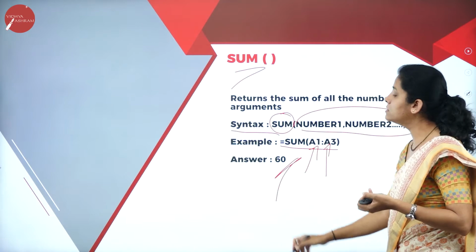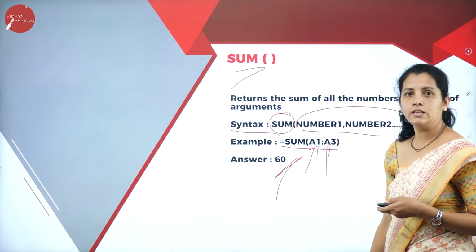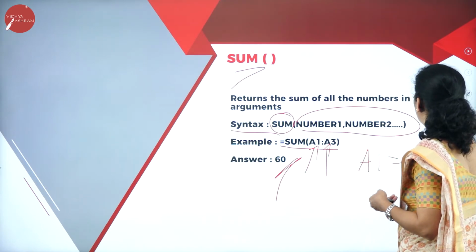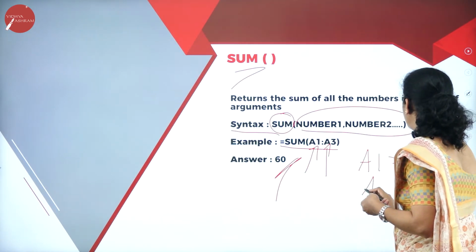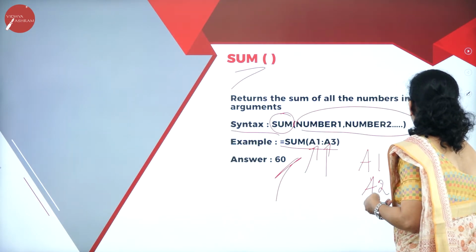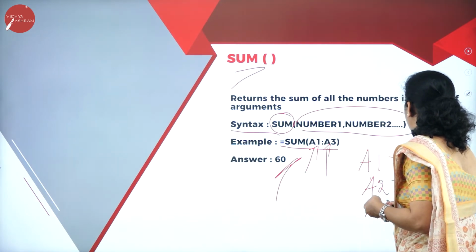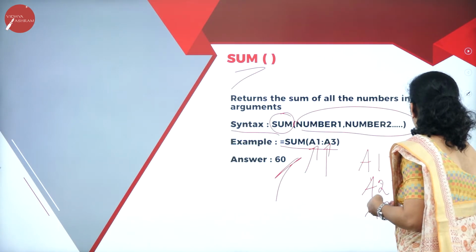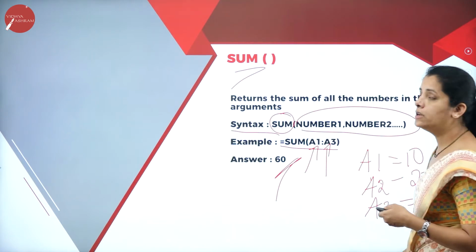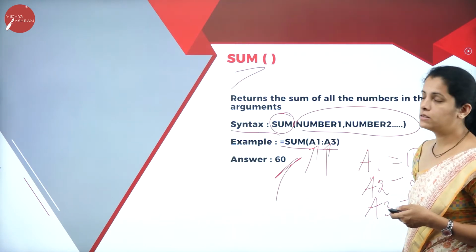So what is the answer I used to get? That is nothing but the 60. Think that your cell A1 holds 10, cell A2 holds 20 and cell A3 holds 30. After applying summation, you're going to get the output, that is 60.